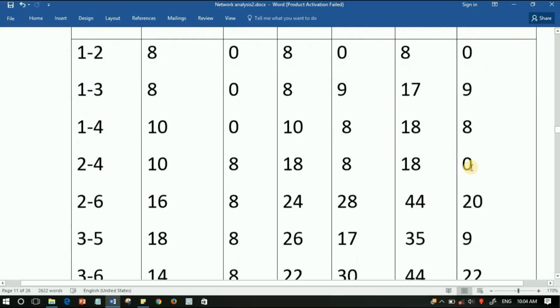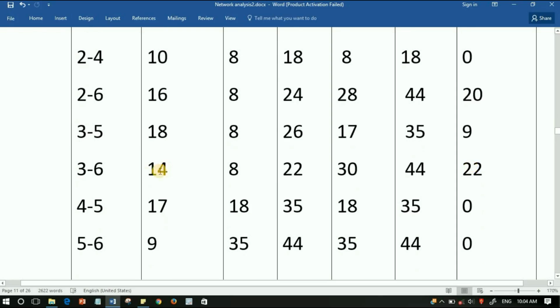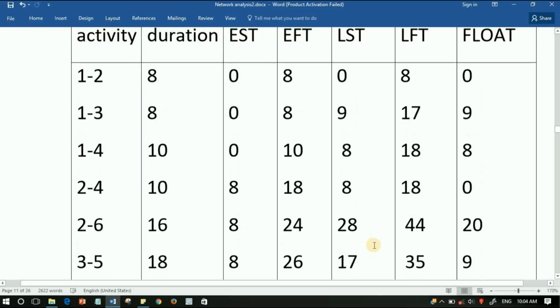Similarly, you can find all the values up to E5 and L6. E5 is equal to 35, then E5 plus the duration gives 44. LFT is equal to L6, that is 44. 44 minus the duration, we get LST 35.